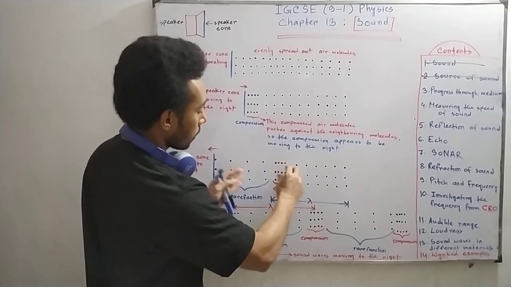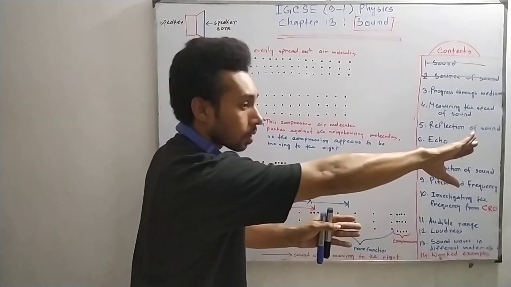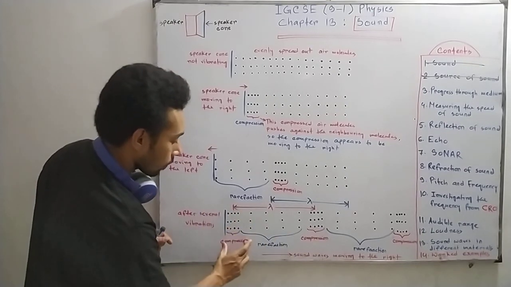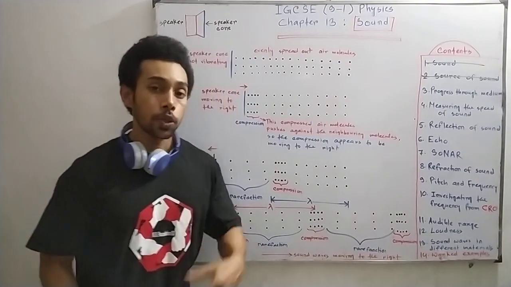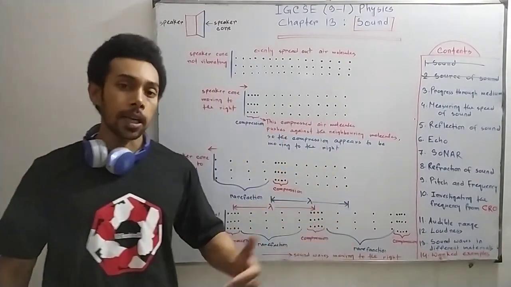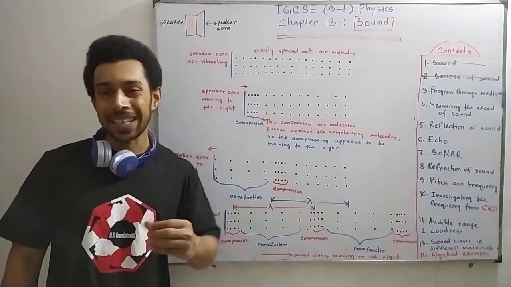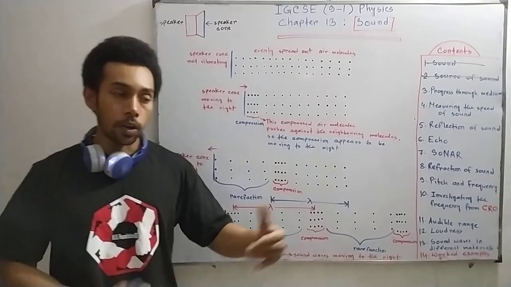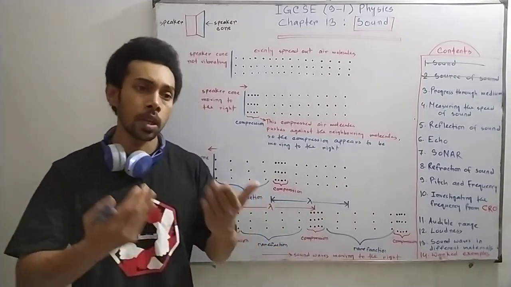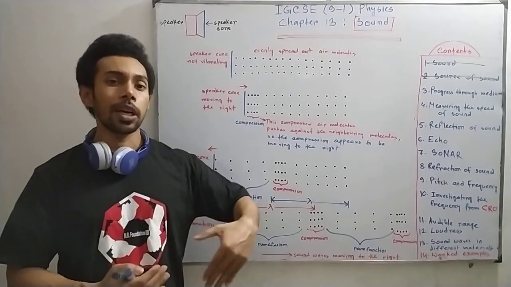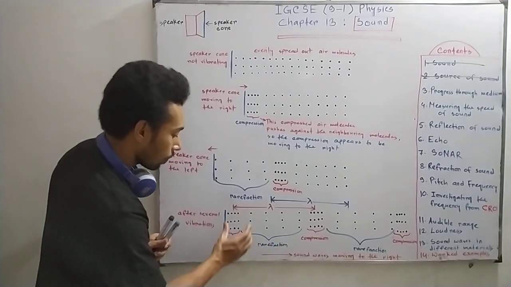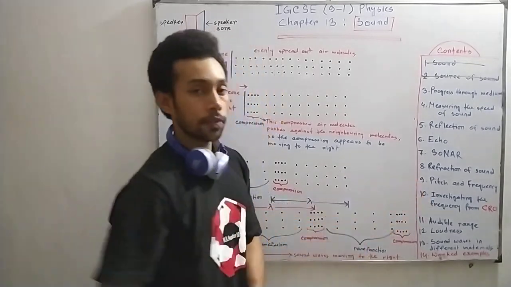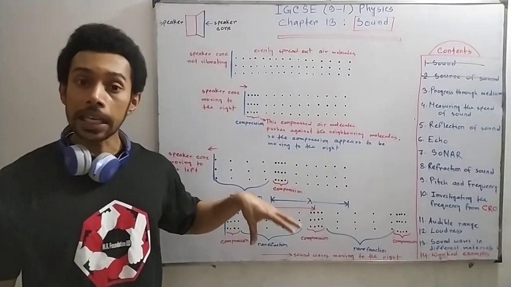By that time, this compression and rarefaction will move more to the right, and after several vibrations, this will produce a series of compression and rarefaction. So how does sound travel through air? Sound travels through air by producing a series of compression and rarefaction. You have to write this on your paper if it requires. If you are to explain how sound travels through air, you will write: sound travels through air by producing a series of compression and rarefaction.